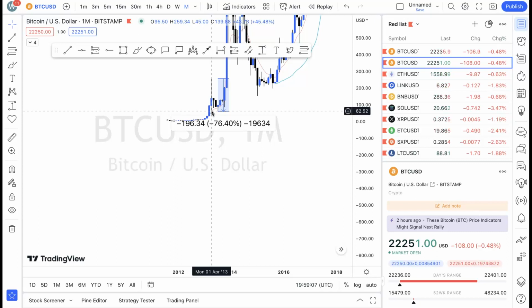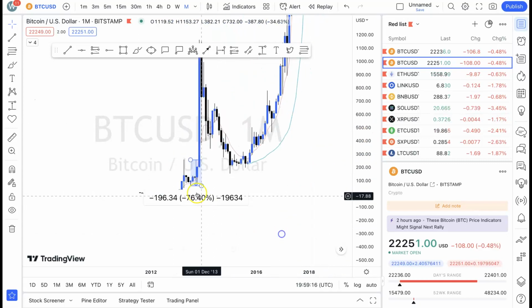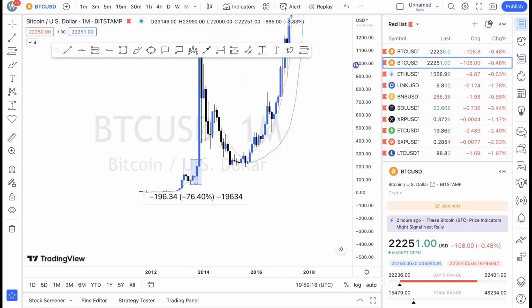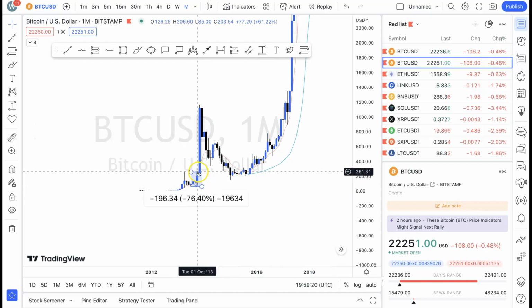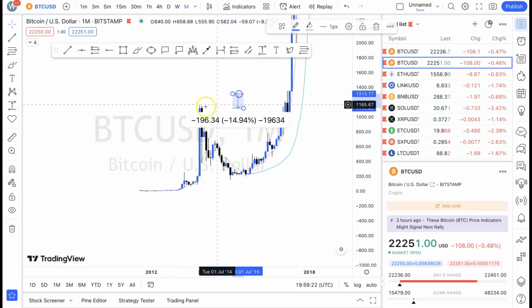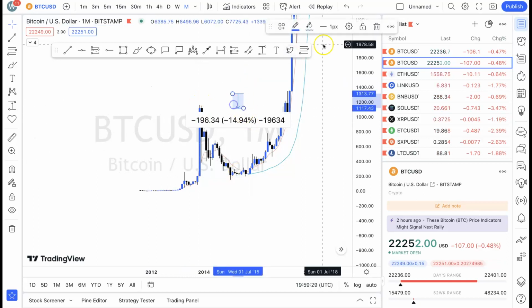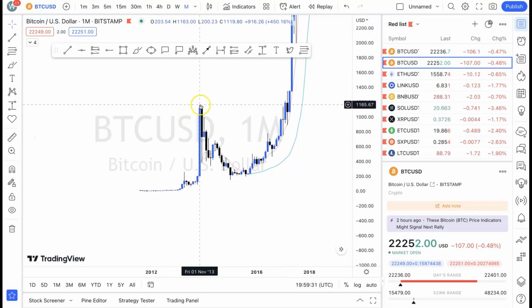So if you look at the price stamp to your right where you have the bar, you notice that there was a 76% retracement, right? So this is the 2013 bull run. Now let's have a look at this, another bull run. If you look at the time stamp here, just below here, this is November 2013.